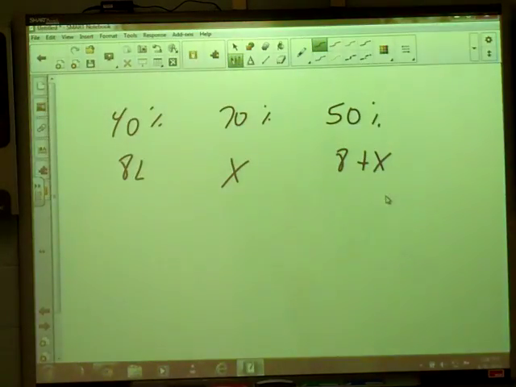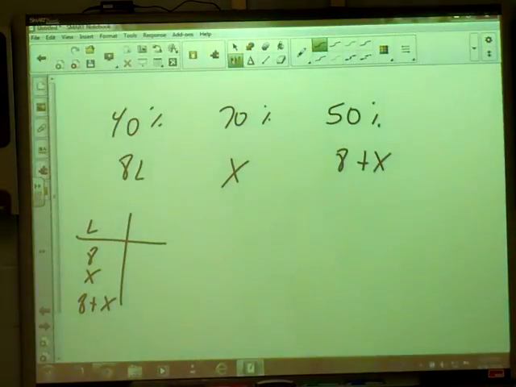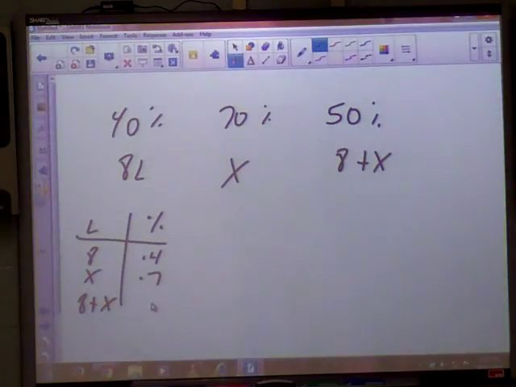Okay? So I'm going to make a little chart here. I'm going to have my number of liters, and I've got an 8 and an x and an 8 plus an x. Then I've got my percent as a decimal. So I've got 0.4 with the 8, 0.7 with that x, and 0.5 with that one.